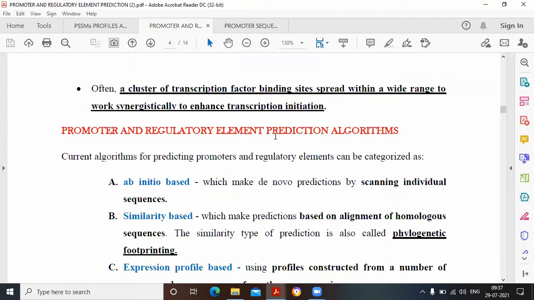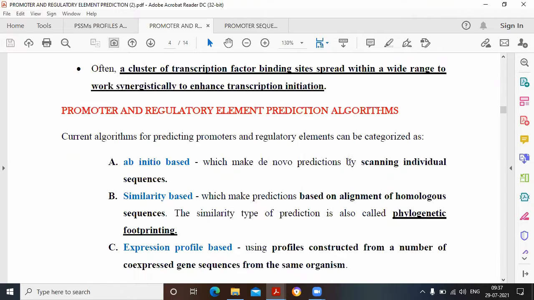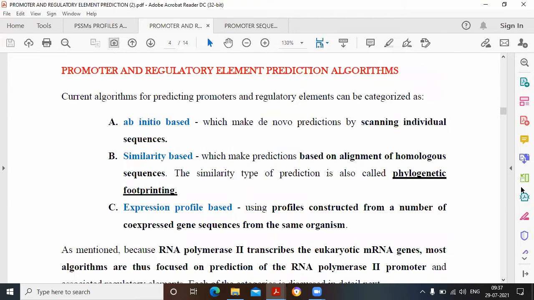So, promoter and regulatory element prediction algorithms. Here we have three different types of approaches or algorithms. One is ab initio based, the second is similarity based, and the third is expression profile based.